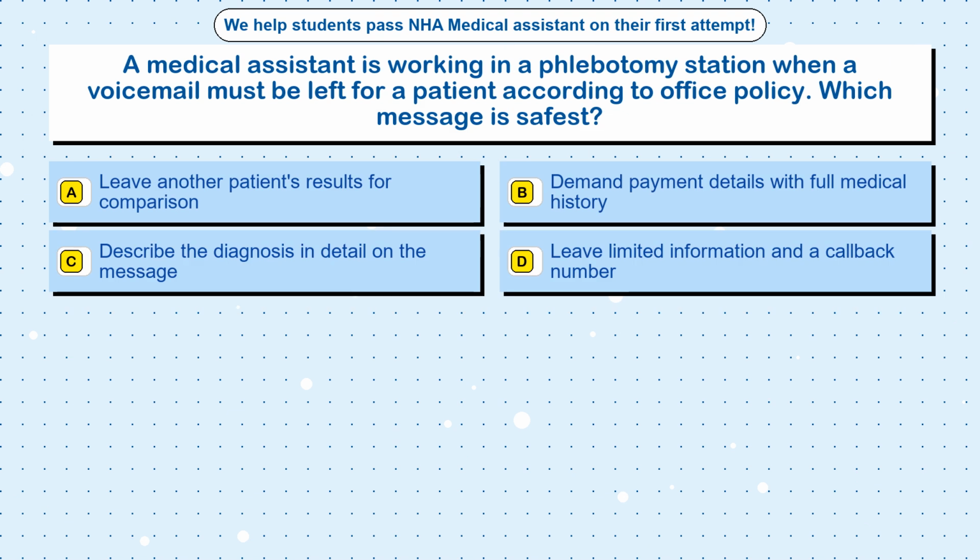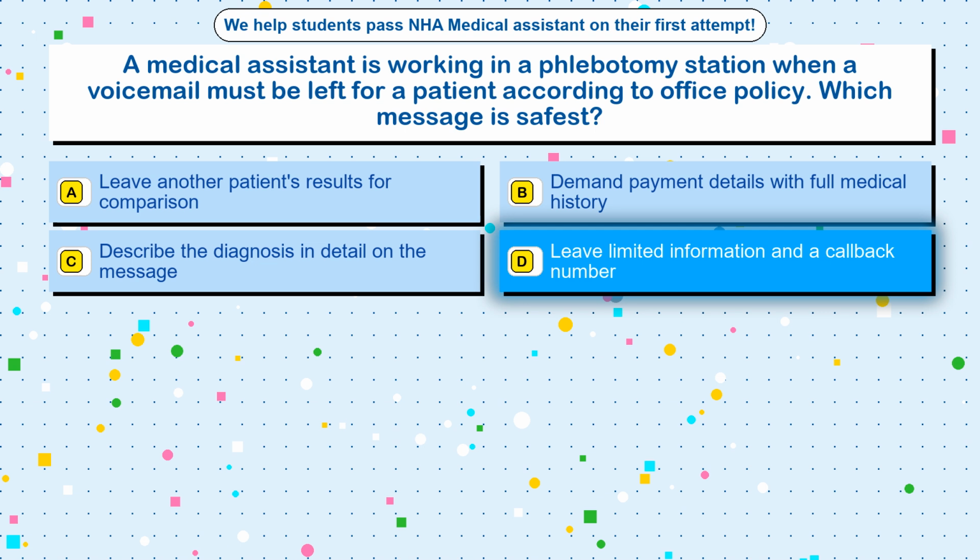Question 33. A medical assistant is working in a phlebotomy station when a voicemail must be left for a patient according to office policy. Which message is safest? Option A. Leave another patient's results for comparison. Option B. Demand payment details with full medical history. Option C. Describe the diagnosis in detail on the message. Option D. Leave limited information and a callback number. The correct answer is option D.